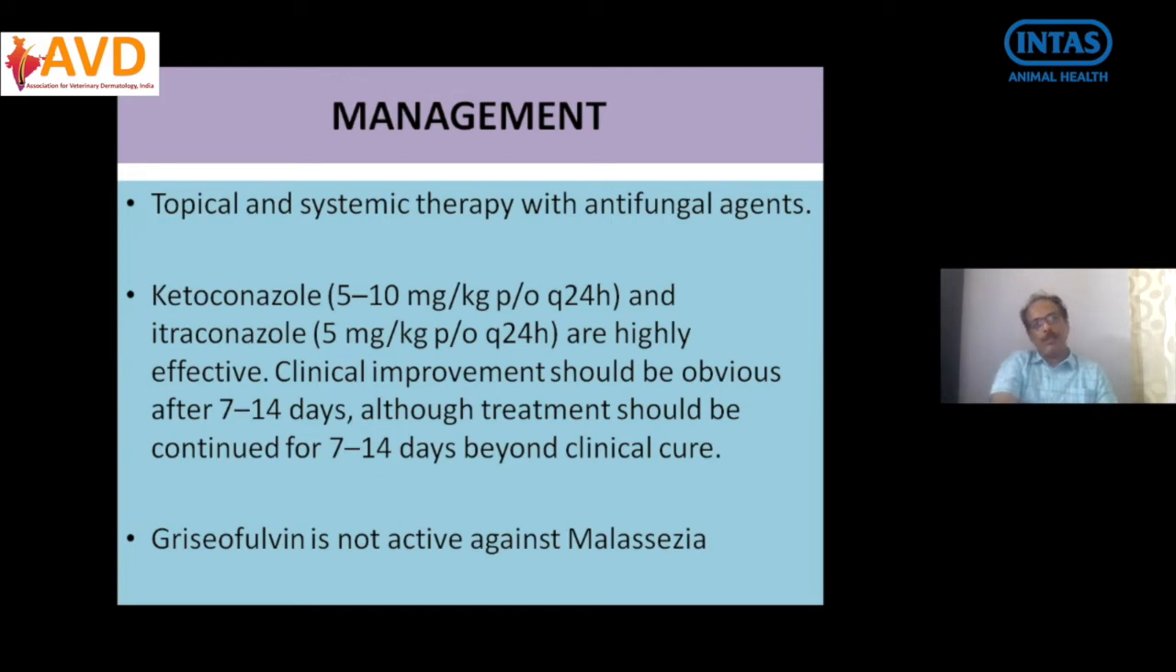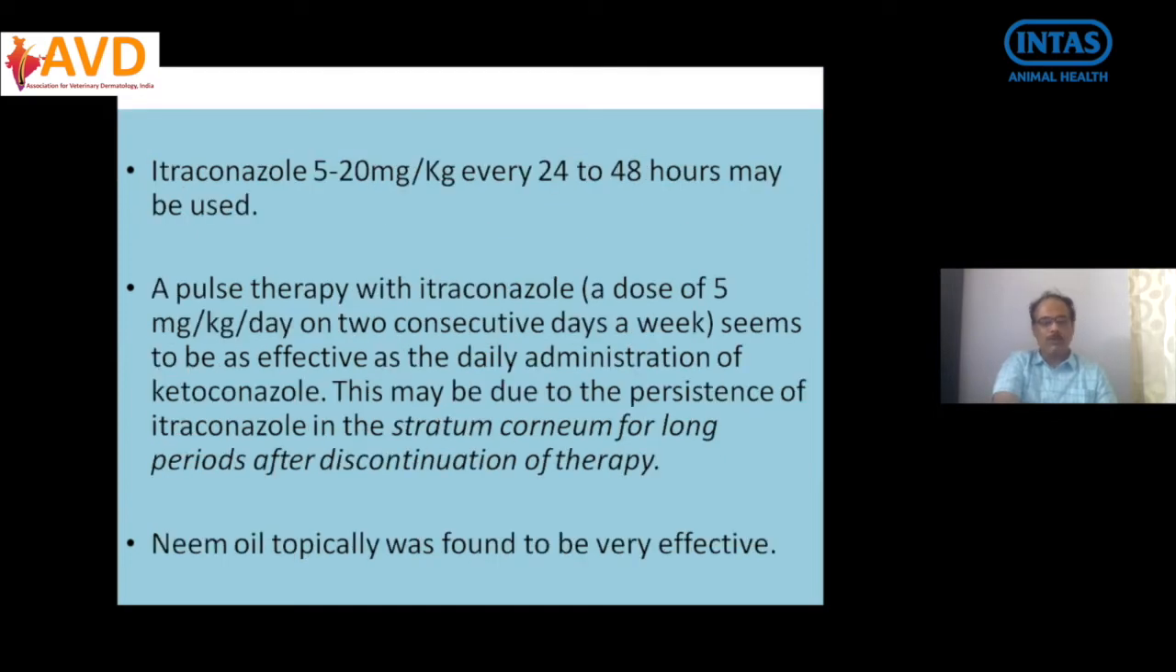In our case also, itraconazole gave a very good 100% response by 14 days in all the cases, but the treatment was continued for 28 days. So the entire treatment period was 28 days. And griseofulvin, which is active against dermatophytosis, is not active against Malassezia. So you have to go for an azole group of compound like ketoconazole or itraconazole; fluconazole also you can try. Itraconazole 5 to 20 mg per kg can be tried. In our case, we tried only 5 mg per kg body weight once daily.